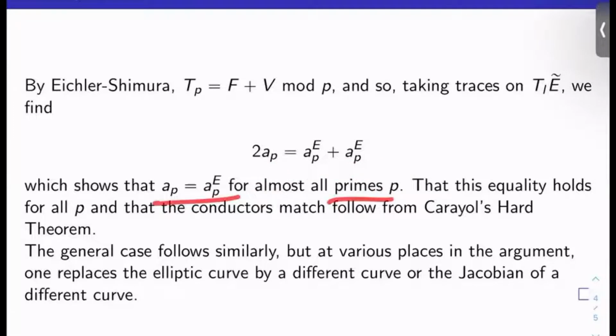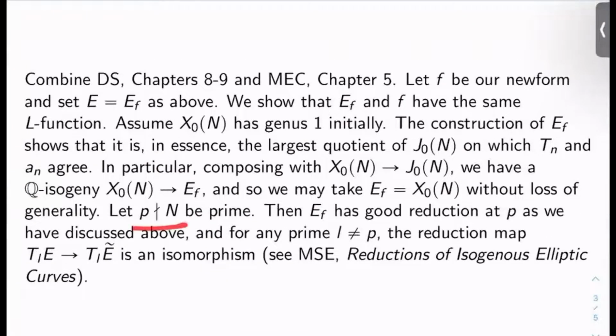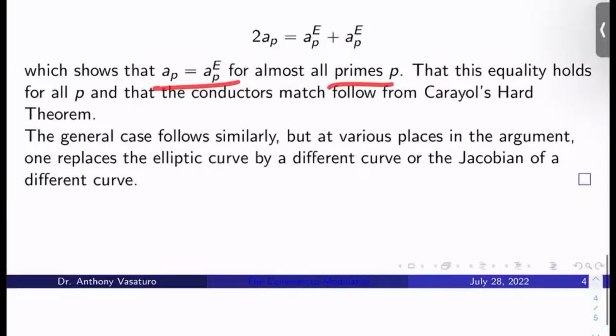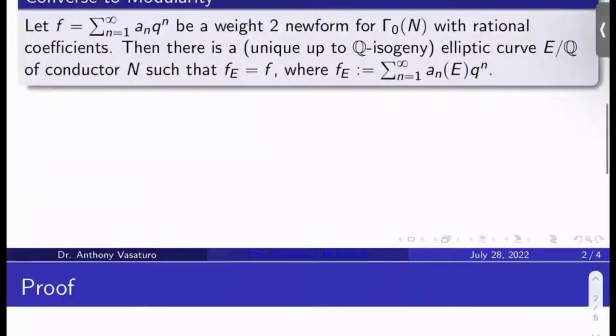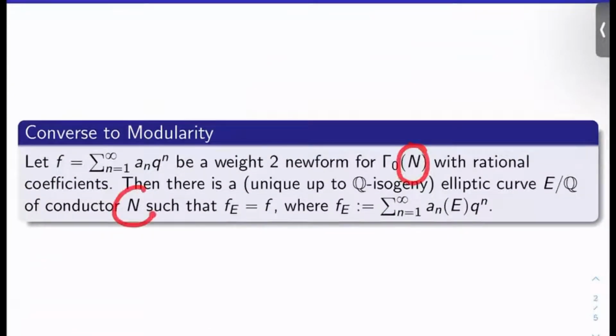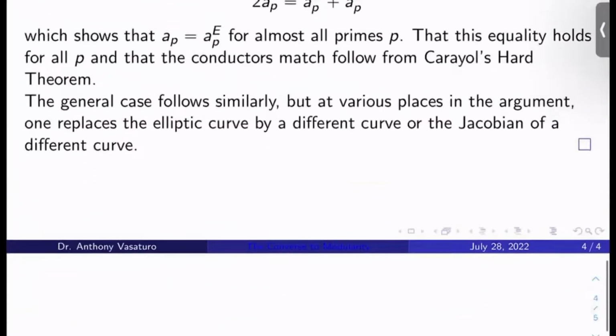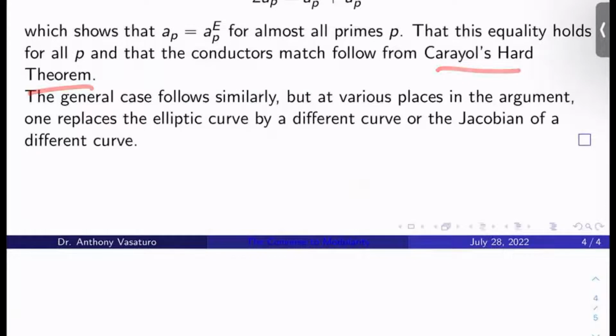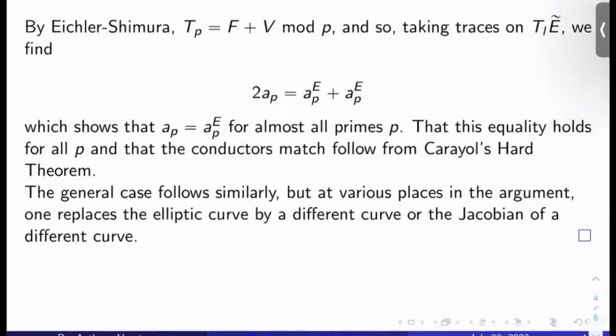Now, this only holds for almost all primes p, all the primes p not dividing N. That it holds for all p, and that the conductors here actually match in the statement of the converse of modularity, all follows from Carayol's hard theorem, which I haven't talked about in a while, but that's very hard work. So without Carayol, we can get just about the converse to modularity. Not quite though. We can get that the L-functions of these two match for almost all primes, and we can't necessarily verify that their conductors match.